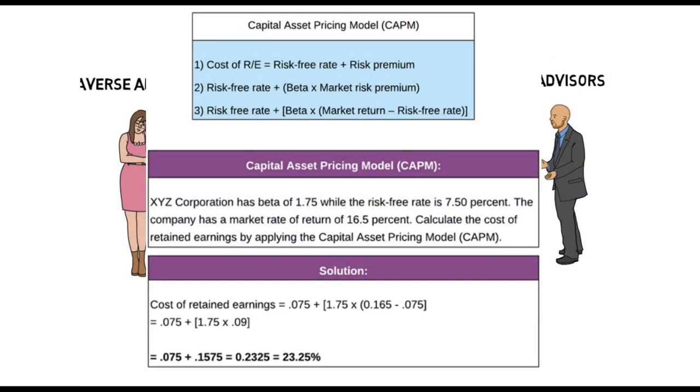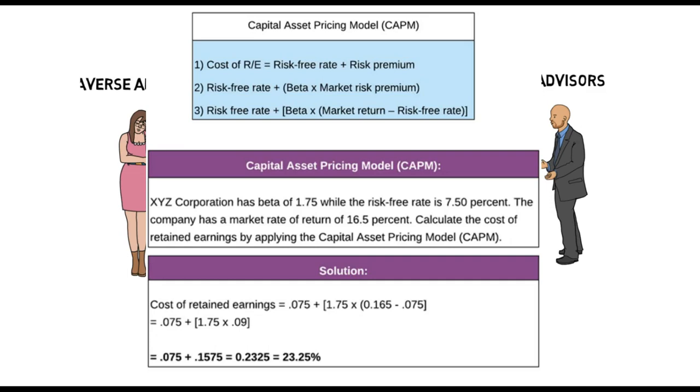XYZ Corp has a beta of 1.75, while the risk-free rate is 7.5%. The company has a market rate of return of 16.5%. So we're going to calculate the cost of retained earnings while applying that CAPM. We don't know our risk premium, right? So that's going to be broken out into beta times our market risk premium. We don't know our market risk premium, but we do know our market rate of return. Okay, so we know our risk-free rate, we know our beta, and we know our market rate of return. That's going to be enough to calculate this.